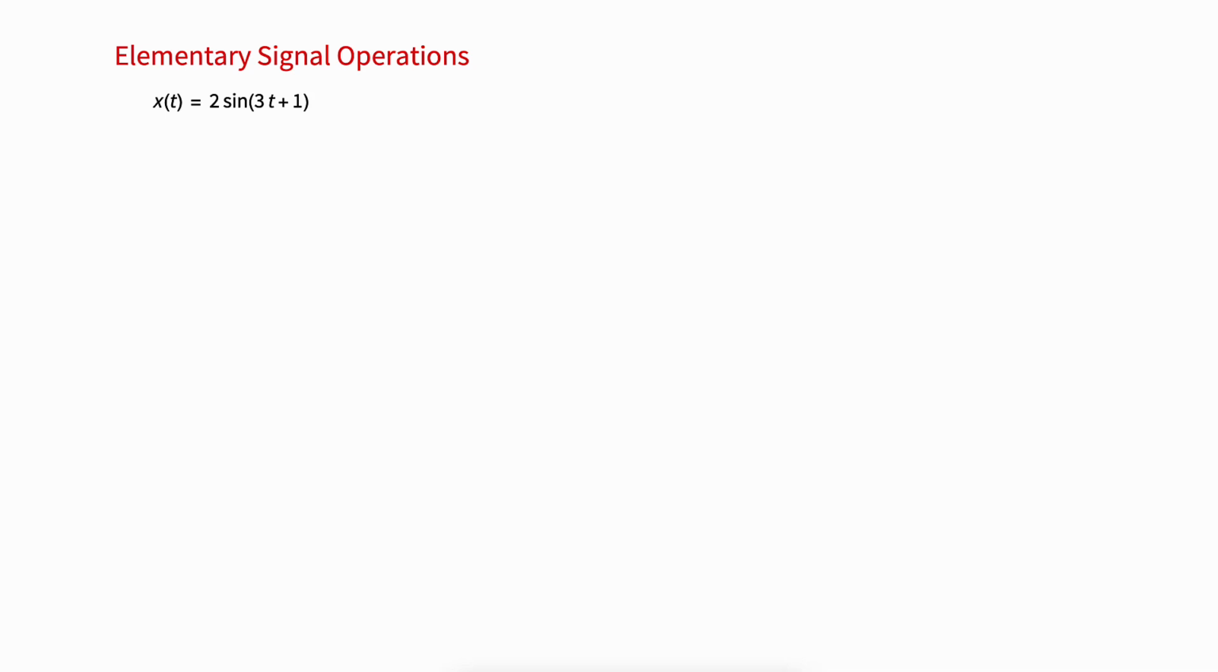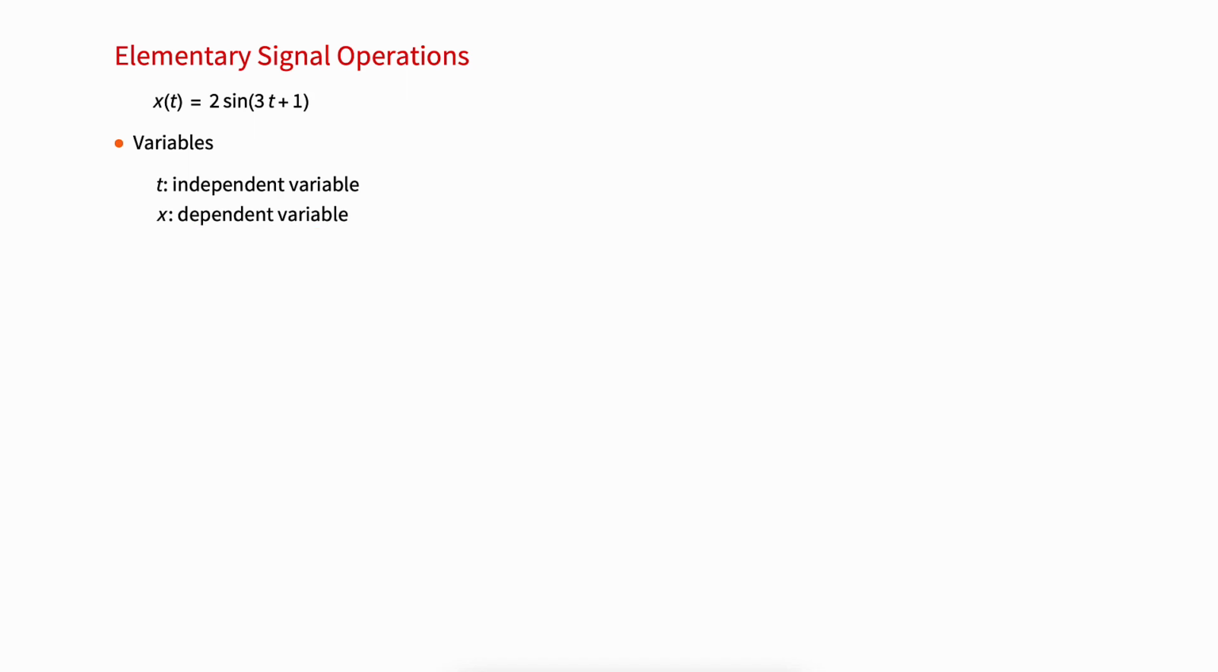Consider this sinusoidal signal x of t, which is defined as indicated here. In the definition of x of t, we have two variables: the variable t, which is called the independent variable, as it can take any value within the domain of the function x of t. Here it can go from minus infinity to positive infinity, for example. And the variable x, which is called the dependent variable, since it can change according to the rule of the function depending on the value of t.